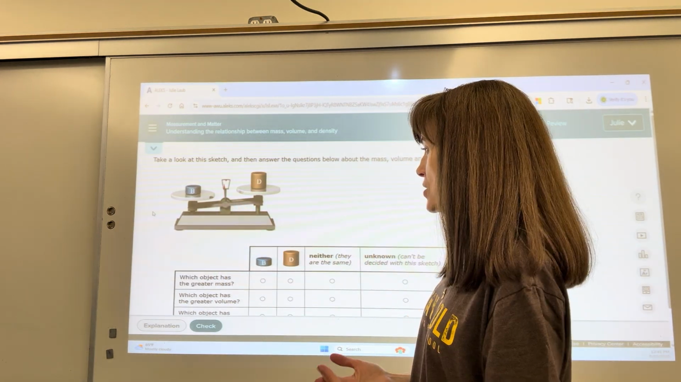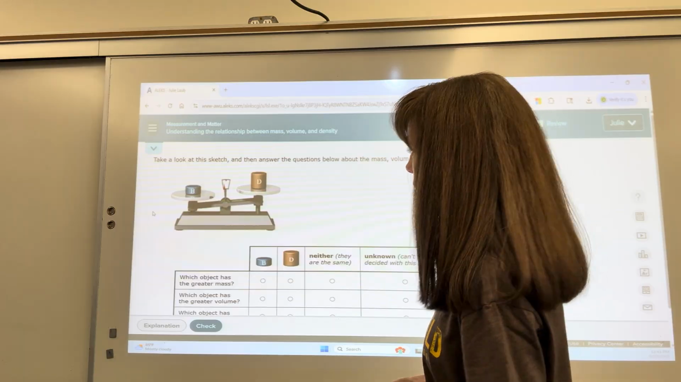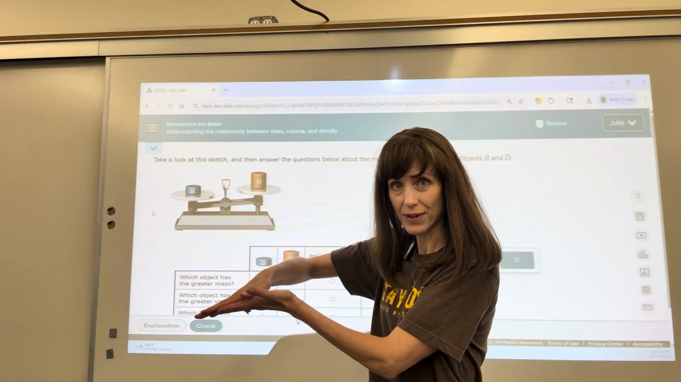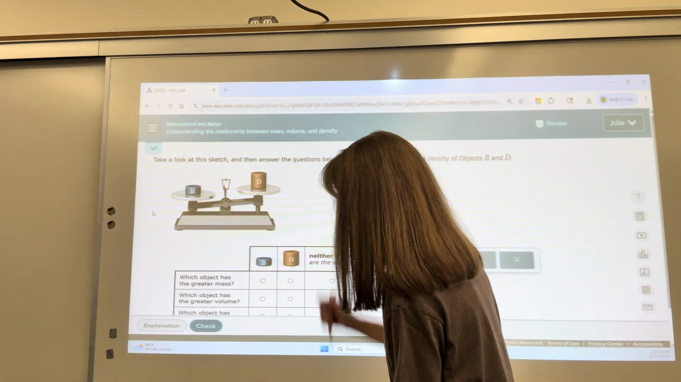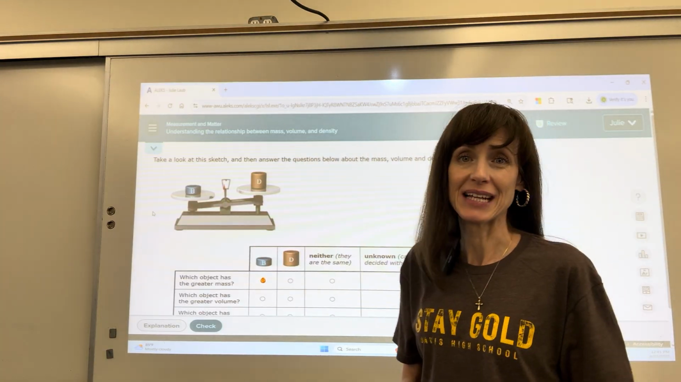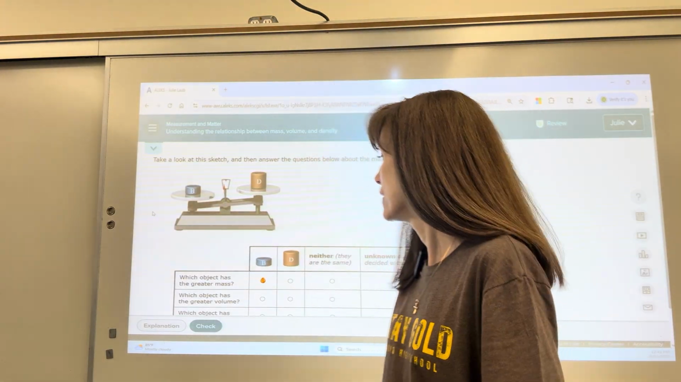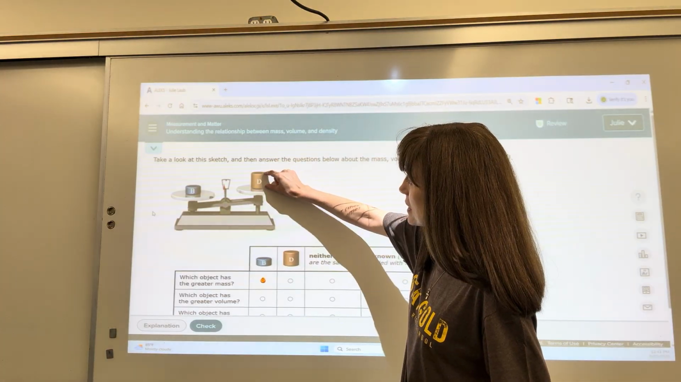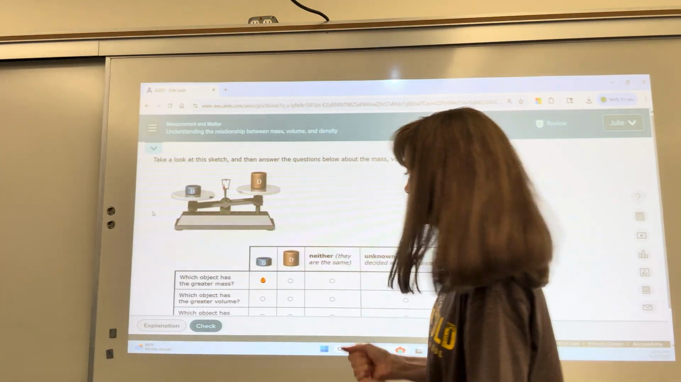All right, so which object has the greater mass? Well, I can see that the B is heavier, so I would say B. I'd mark this right here. B is going to be heavier. It's going to have the greater mass. And then the volume is easy to see that D is twice the volume, has the greater volume.